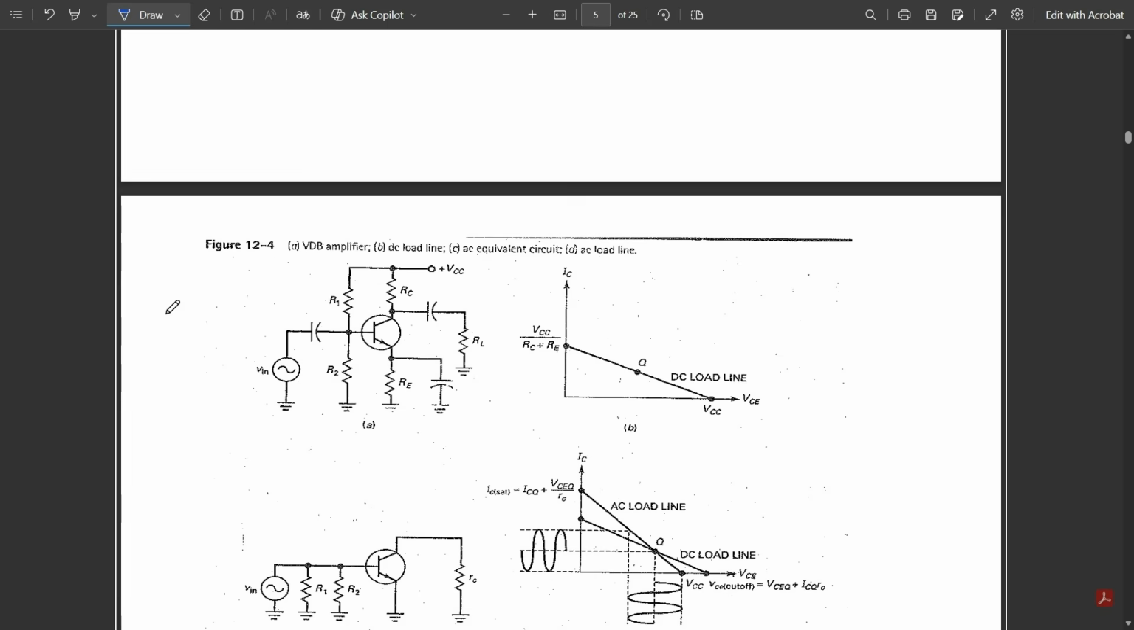So you see here, this is a VDB amplifier, and this is the DC load line with the Q point, which is obtained with respect to whatever we have discussed. Okay, IC versus VCE plot, where IC is equal to VCC divided by RC plus RE, and here VCE equals VCC. Okay, if you join those points, the Q point lies in between. This is the DC load line obtained for the VDB amplifier and the coupling parameters.